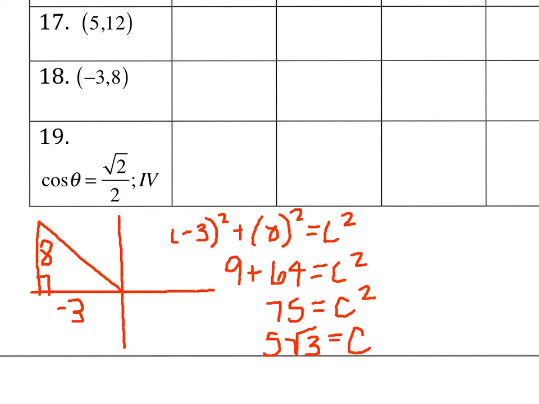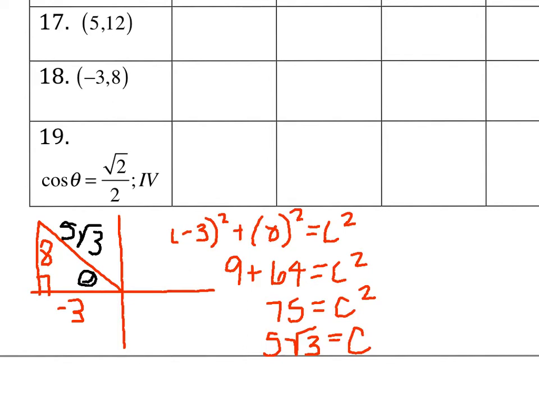So the first thing we need to do is draw this out, and I can tell that an ordered pair of -3, 8 is going to be in quadrant 2, so I went ahead and drew a triangle that would be in quadrant 2. -3, 8 means we're going 3 to the left and 8 up, and then in order to find the hypotenuse, we're going to have to use Pythagorean theorem. So once I go through and use Pythagorean theorem, we end up getting that the hypotenuse is 5 radical 3.